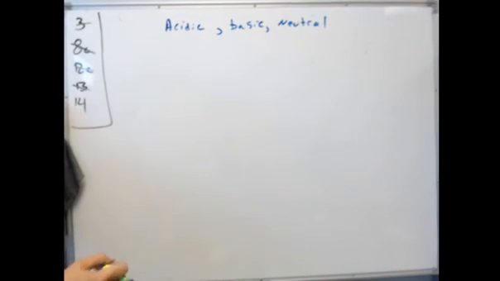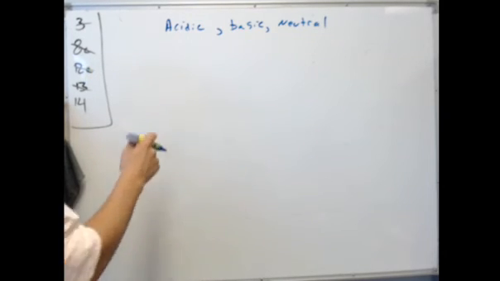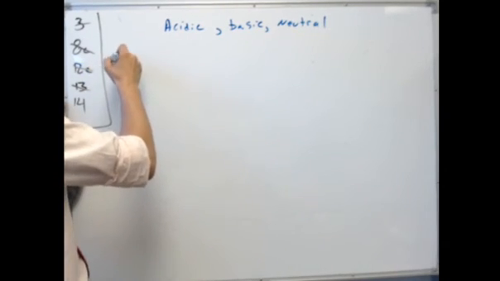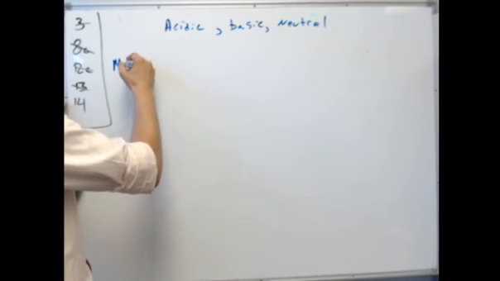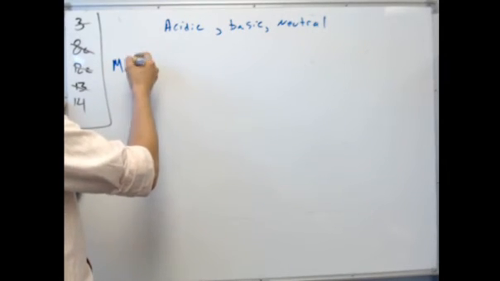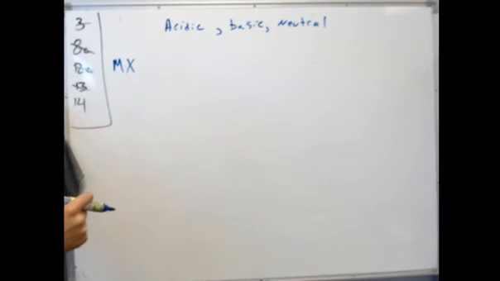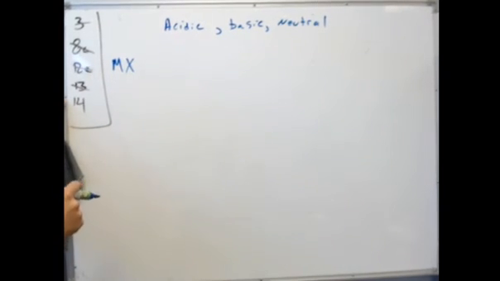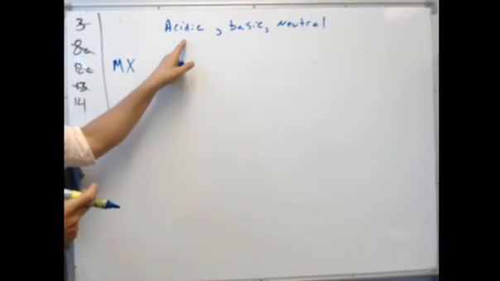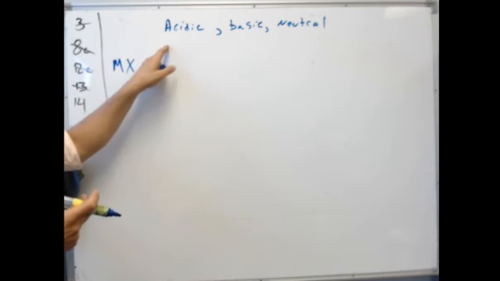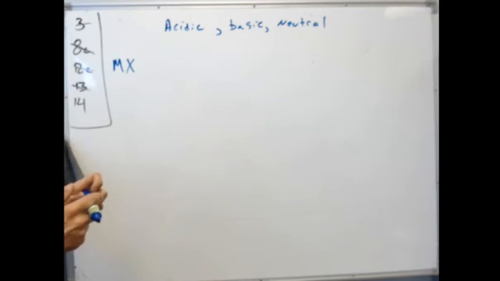Okay, so what salt dissolved in water would give an acidic solution? So in general, a salt is a metal cation with a non-metal, I don't know how to represent that, we usually do X, we'll do like a non-metal anion, right? So, what would give rise to an acidic solution?